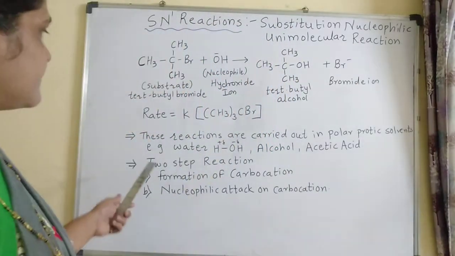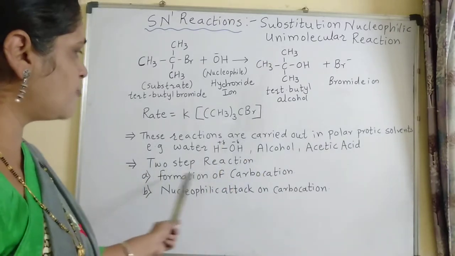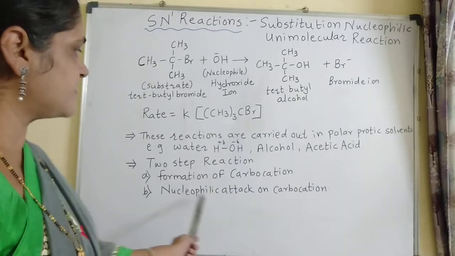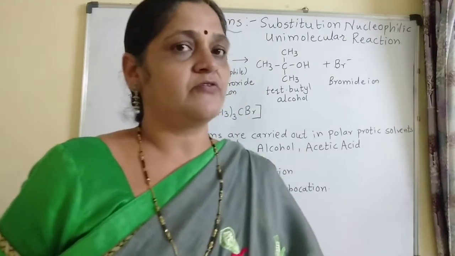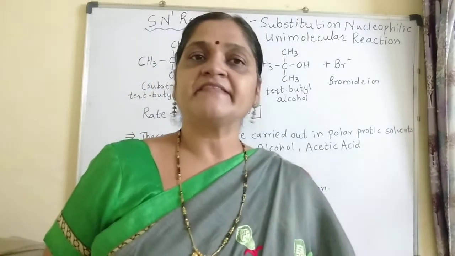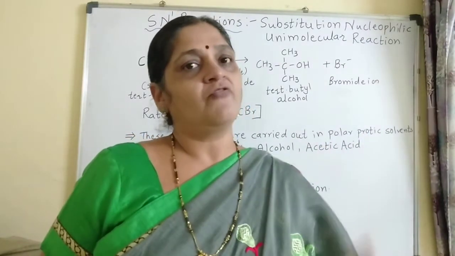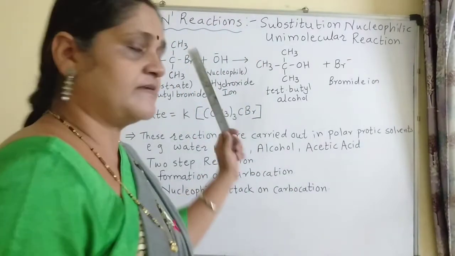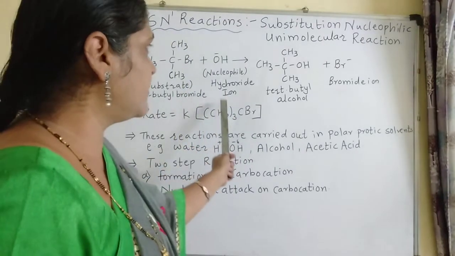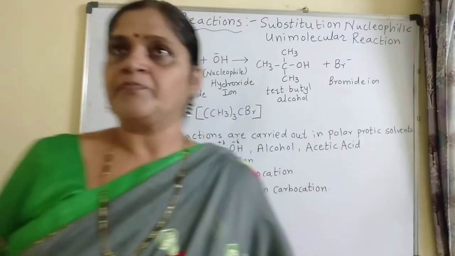Now the next characteristic of this reaction is that they are two-step reactions. The first step is formation of carbocation and the second step is nucleophilic attack on carbocation. So the substitution nucleophilic unimolecular reaction comprises two steps. First step, the formation of carbocation, and the second step is the attack of nucleophile on carbocation. Now let us see this reaction mechanism, the reaction of tertiary butyl bromide with hydroxide ion. Now I am writing both the steps of this reaction.